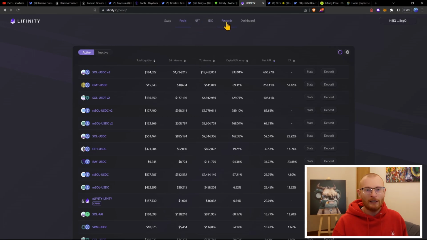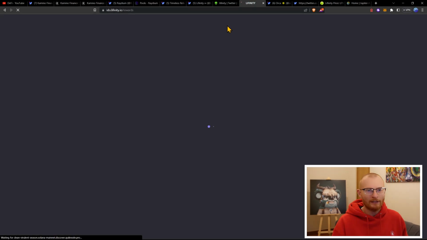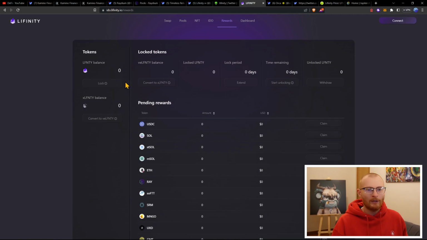So if we have a look at rewards, I think it is, this is where we can lock up our Lifinity balance. I'm just going to do $100 once again. We'll see what we get in terms of rewards. I definitely don't think it's going to be as juicy for me. Plus, I want to be holding Solana and USDC.